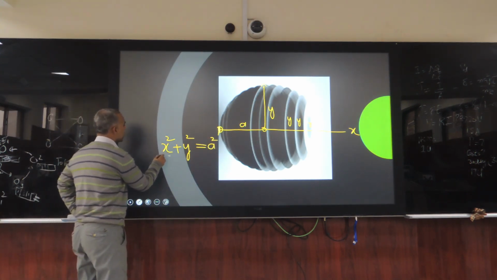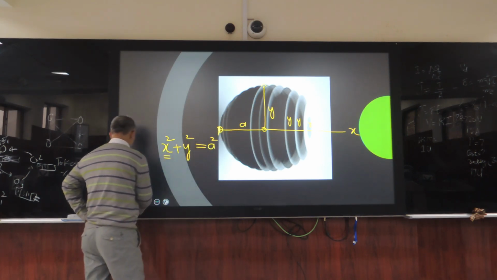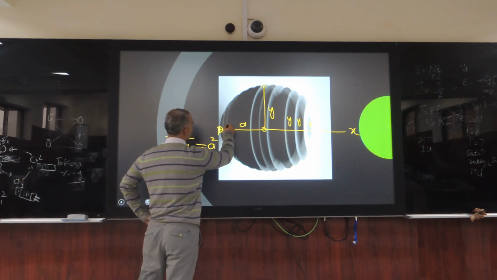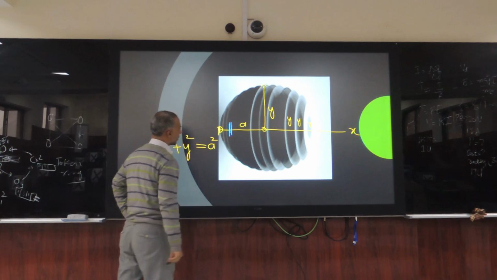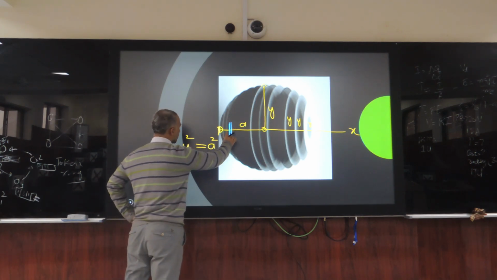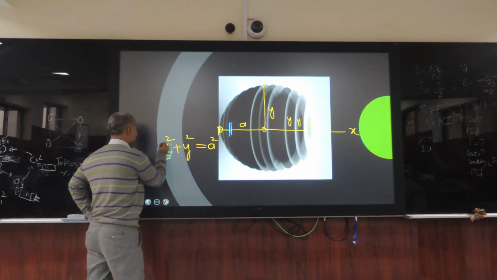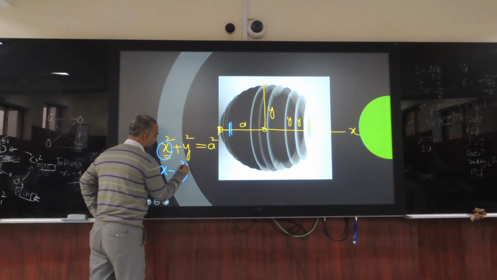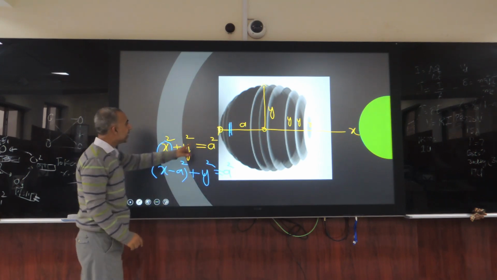Now, the value of x at the corner is somehow okay. If we want to measure the value of x at this point, the slice at this position, then the radius a will be subtracted from this value of x: x minus a whole square plus y square equal to a square. Why is it subtracted?